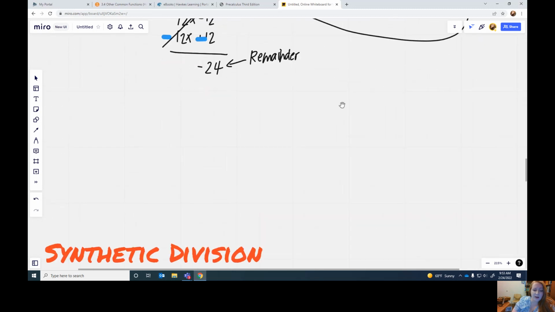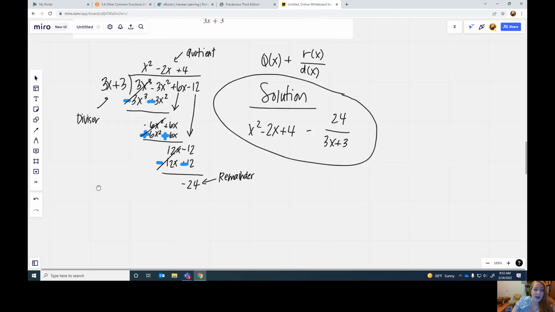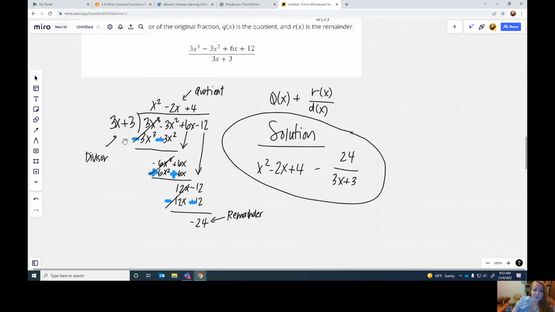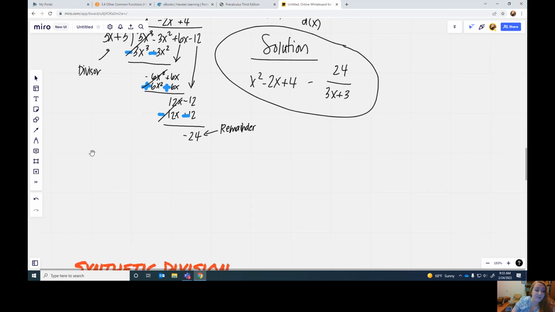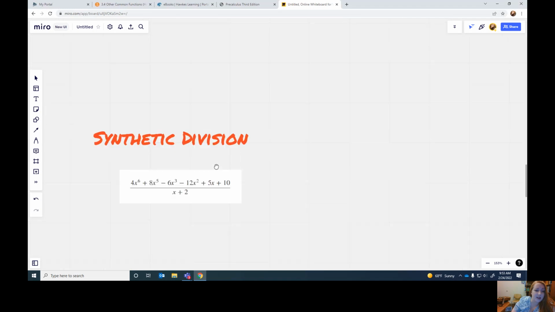Let's scoot down. So that was our last example with long division. As you could tell, this was a good example for you to see how we're repeating this process over and over. We keep asking ourselves, what do we need to multiply 3x by to get a certain term? Since that process is so repetitive, there is a faster way using a method called synthetic division.